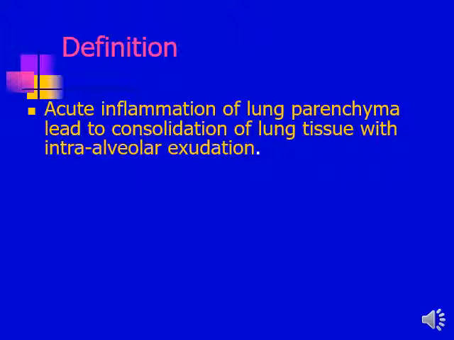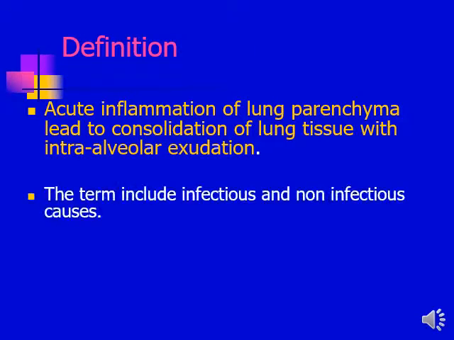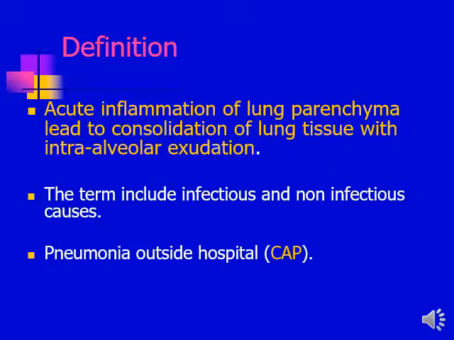And the third key word is the site of this disease, which is the lung parenchyma, which means it's affecting the alveoli, giving a picture of pathological consolidation in the lung tissue, which means that there is an exudation. What is meant by exudation? It's a fluid rich in protein. This exudation is filling the alveoli and giving the picture of consolidation. Again, the term pneumonia includes both infectious and non-infectious causes.